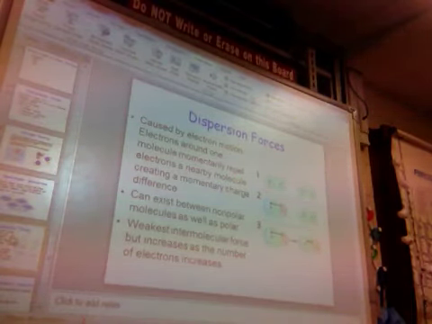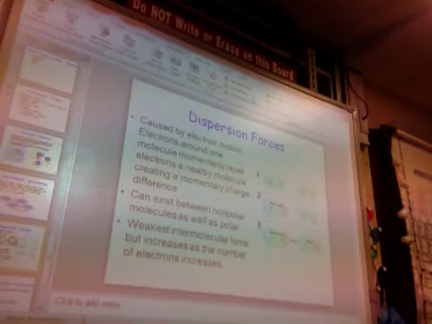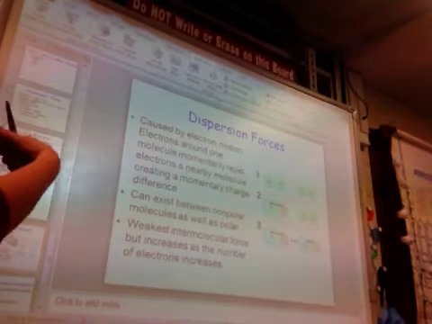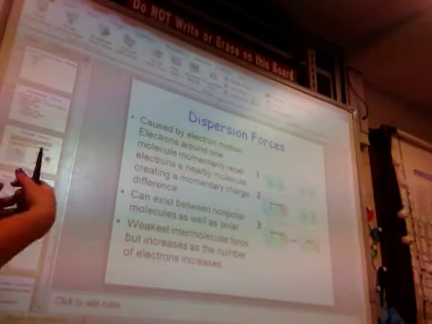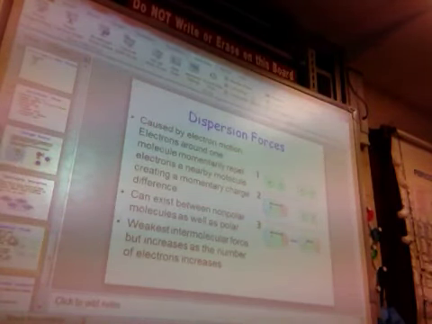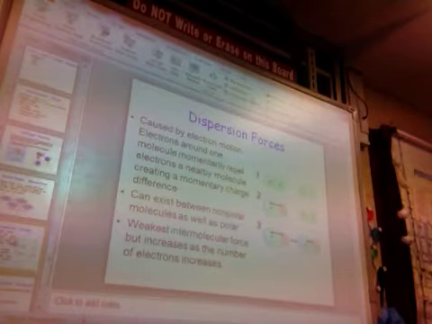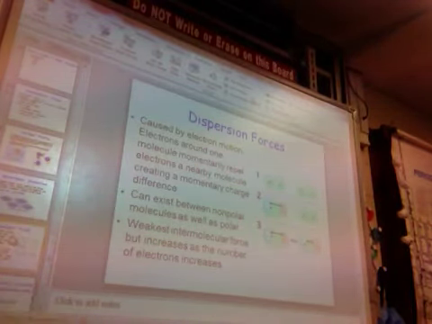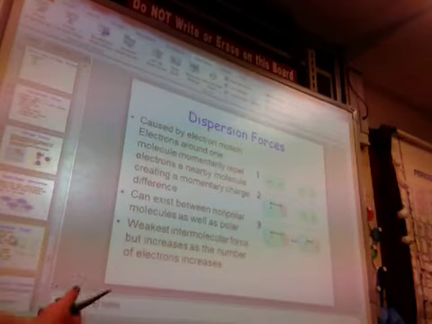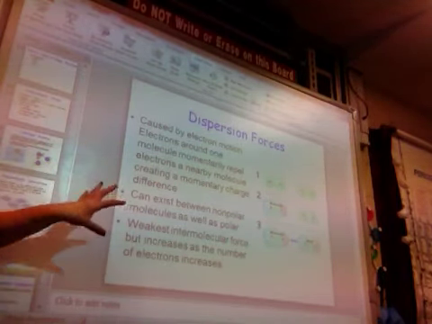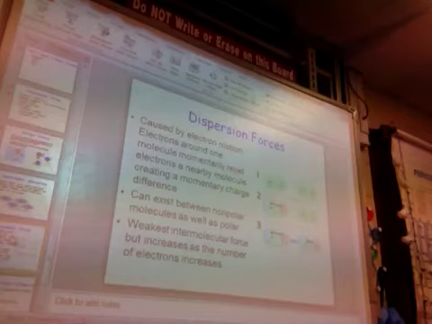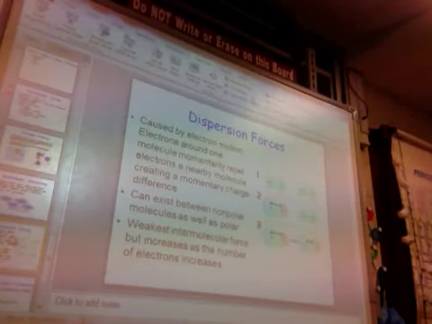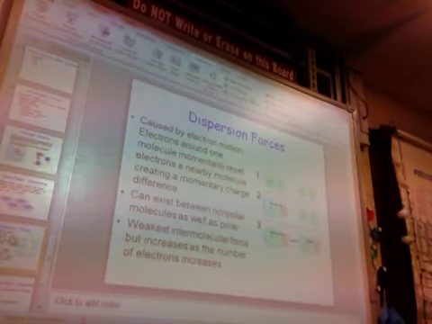So think about this. If I have two electrons that are surrounding or really close to one another, what are they going to do? Are they going to attract one another, or are they going to repel one another? They're going to repel one another. They have similar charges. So because they have similar charges, they're repelling one another, there can be some type of this very momentary charge difference. This can exist between polar molecules as well as nonpolar molecules.